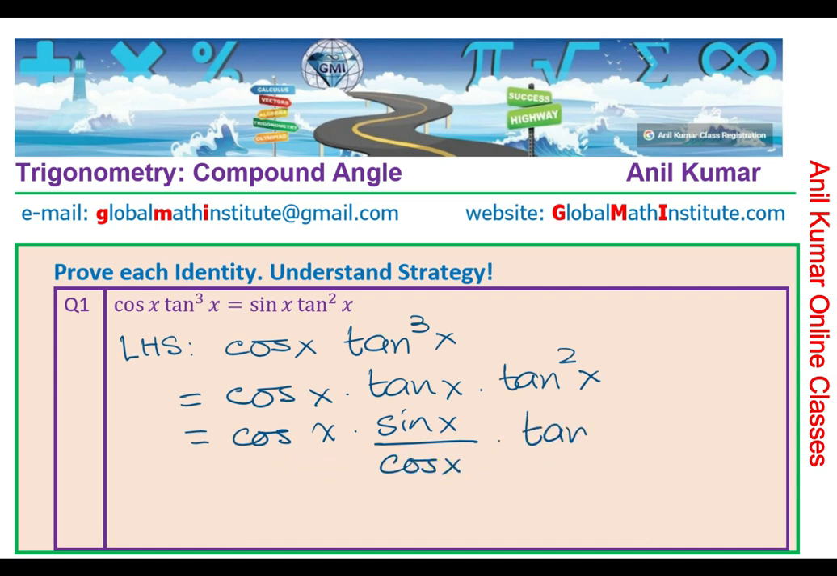times tan square x. Now cos x and cos x cancel, leaving sin x times tan square x. And that is what we need. That is the right hand side. So in 3 steps, you see how we prove this identity.